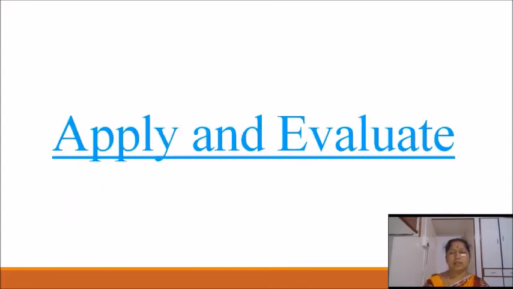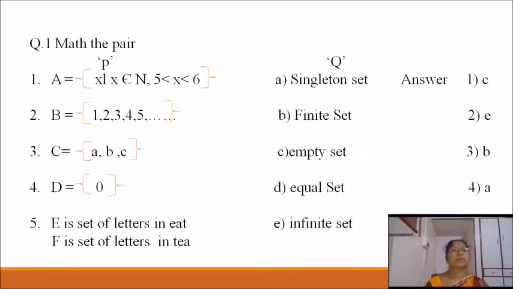Apply and evaluate. Now, question first, match the pair. There are two sets, P and Q. In the first set, there are 5 sets shown, and in the second set, types of sets are shown, and we have to match the pairs. Now, let us discuss the first question from this.